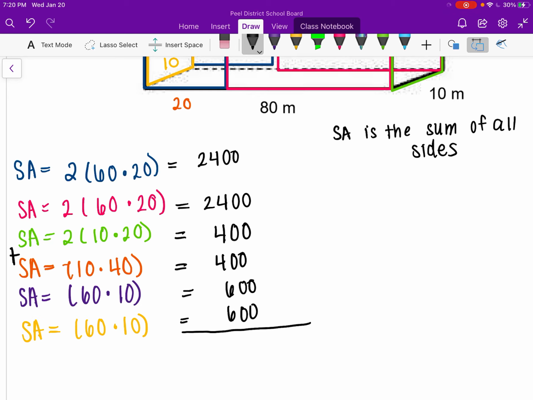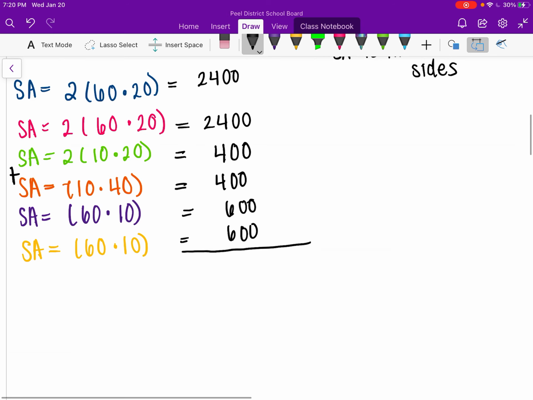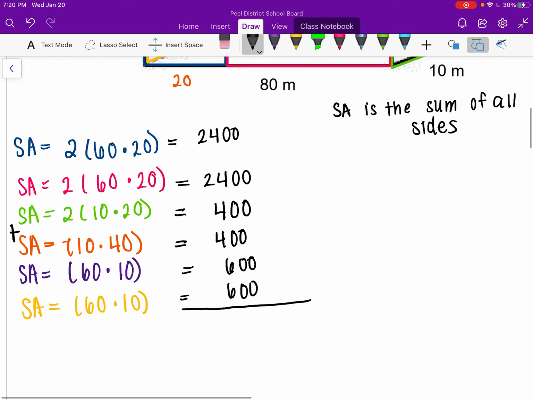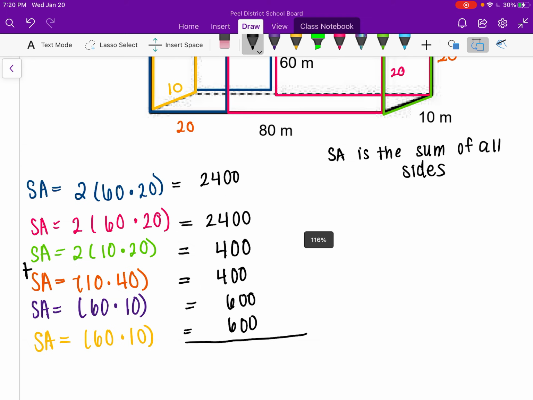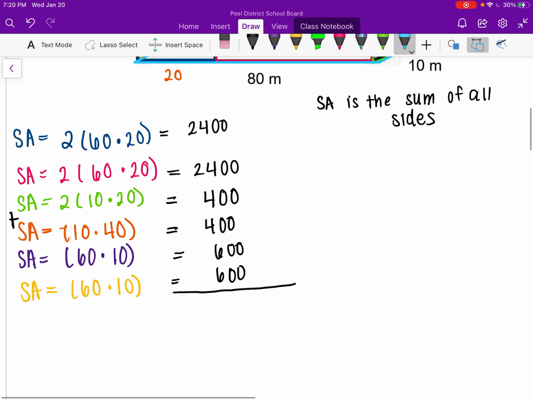I have 2400 plus 2400 plus 400 plus 400 plus 600 plus 600 equals, I missed something. See, and that's why we always double check our math. Oh, that's what I missed. I missed this blue box at the bottom. How could I have forgotten that? So at the bottom, we need to add that blue box. There's only one of them.